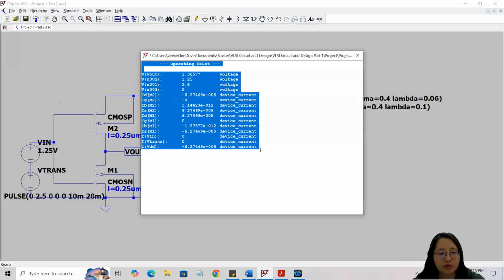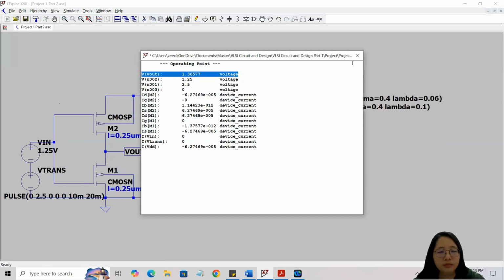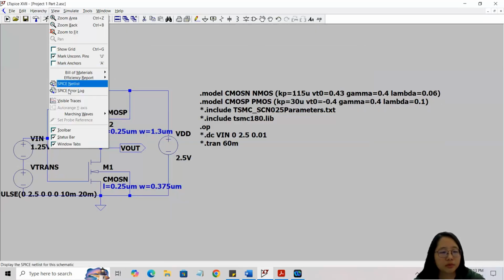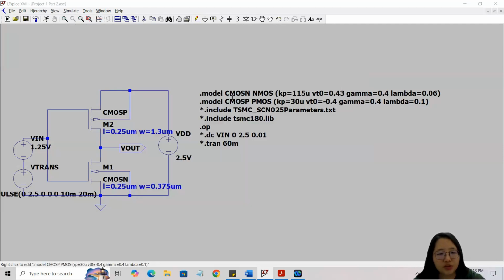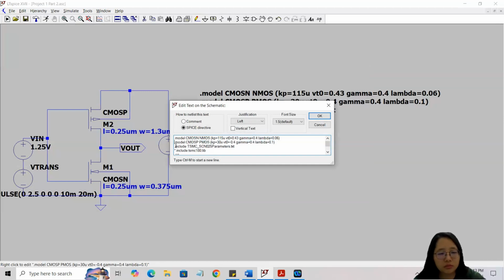This one is the operating point for SPICE level 1, and this one is the Vout. This one is the SPICE error log for SPICE level 1. We can find the ID, VGS, and VDS for NMOS and PMOS and find the operating region for NMOS and PMOS. Next, I will do the simulation for TSMC SCN025.